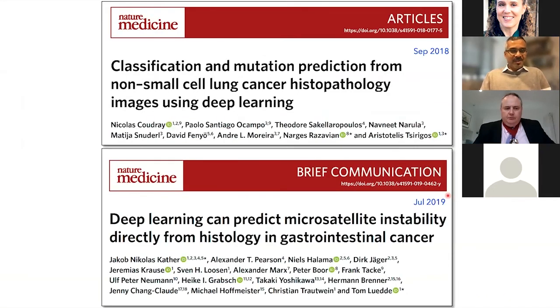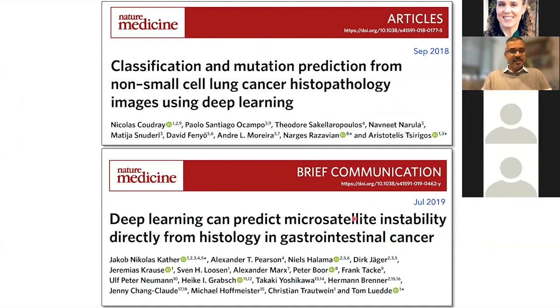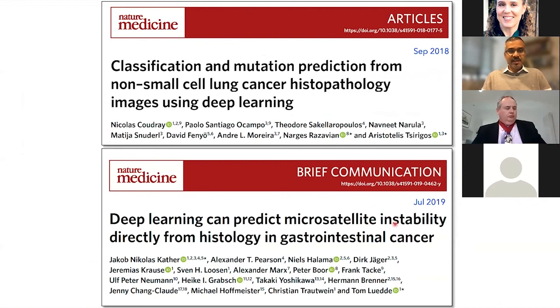And as was alluded to earlier, there are kind of wizardry kind of tasks that we're now beginning to see with the help of analysis of H&E slides using AI algorithms. Started off with this article in Nature Medicine, showing that you can predict various different mutation status in non-small cell lung cancers, and recently MSI in GI cancers.